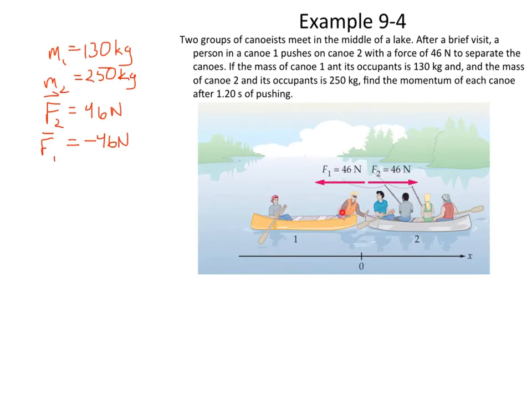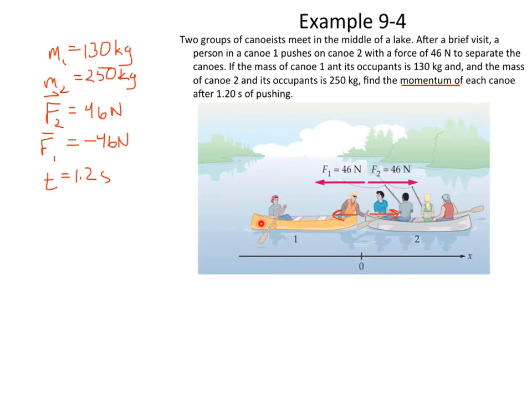This two-way push, from 1 to 2 and from 2 to 1, is going to be an internal pair of forces. And it's going to affect the outcome here. And the final time is 1.2 seconds. All right, t or delta t equals 1.2 seconds. All right, it's asking us to find the momentum of each canoe. This canoe 2 is obviously going to be going that way, and canoe 1 is going to be going this way. But what is the actual final momentum?